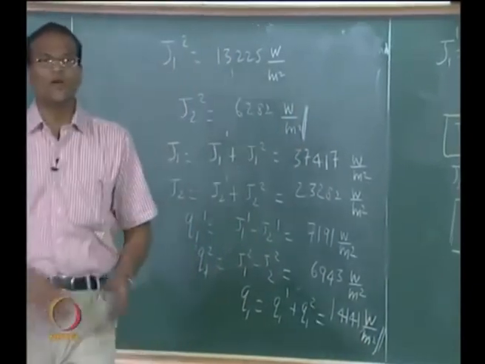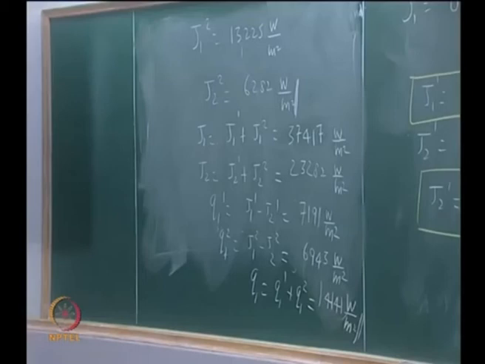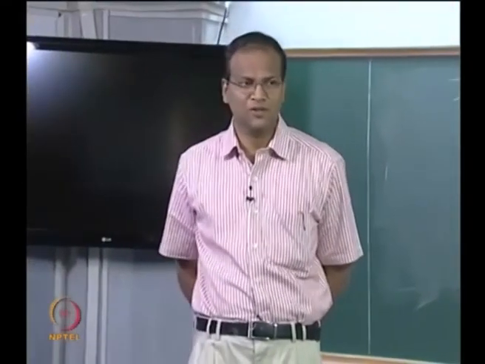You can check that Q1 must be equal to minus Q2 because that is the energy balance. Whatever is coming from 1 must go to 2 and vice versa, because there is no other surface which absorbs, emits or participates in the radiation. The view factor is exactly 1 between the two surfaces.